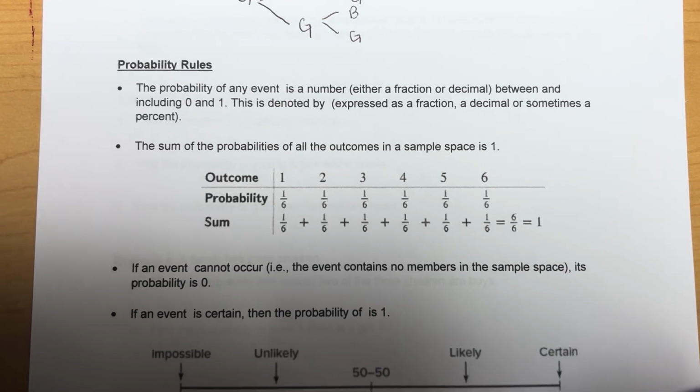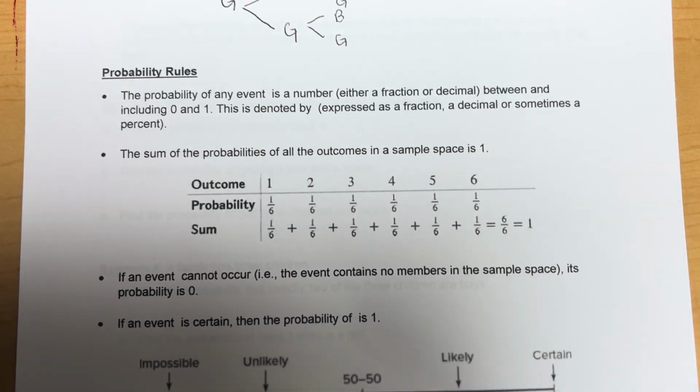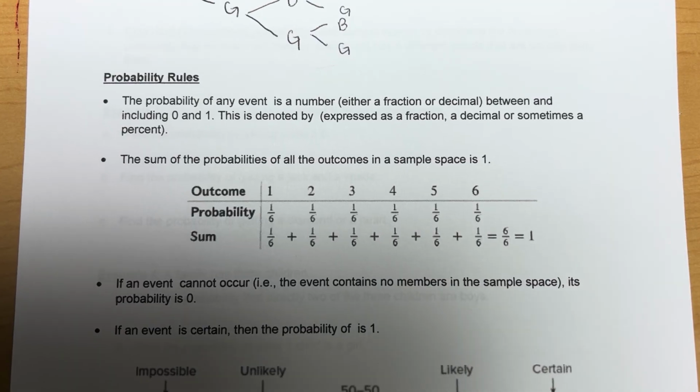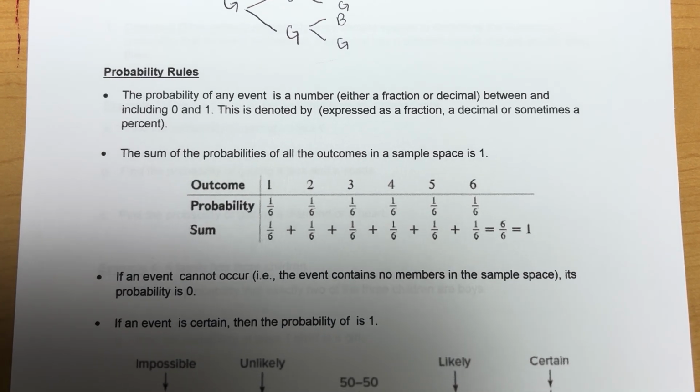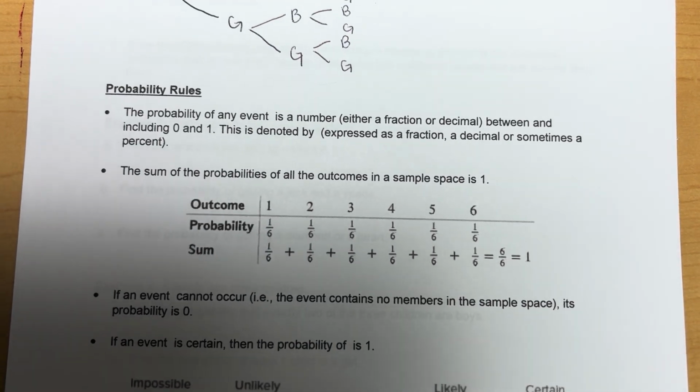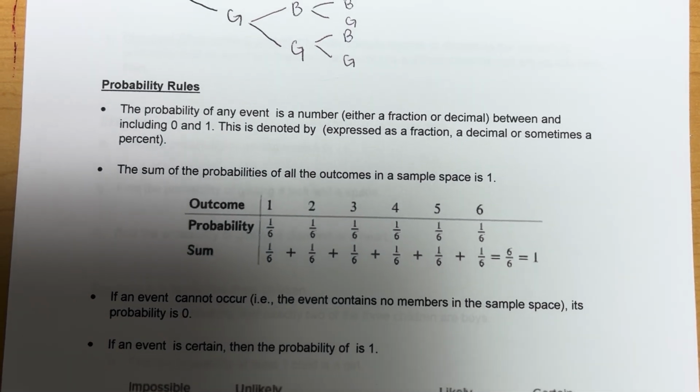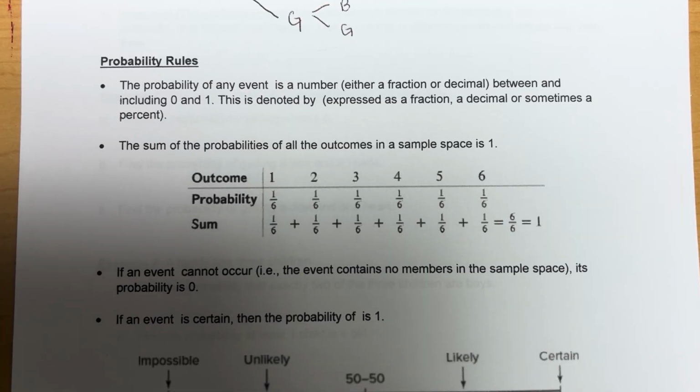All right, probability rules. The probability of an event is a number between and including 0 and 1. It could be expressed as a fraction, a decimal, or sometimes a percent.